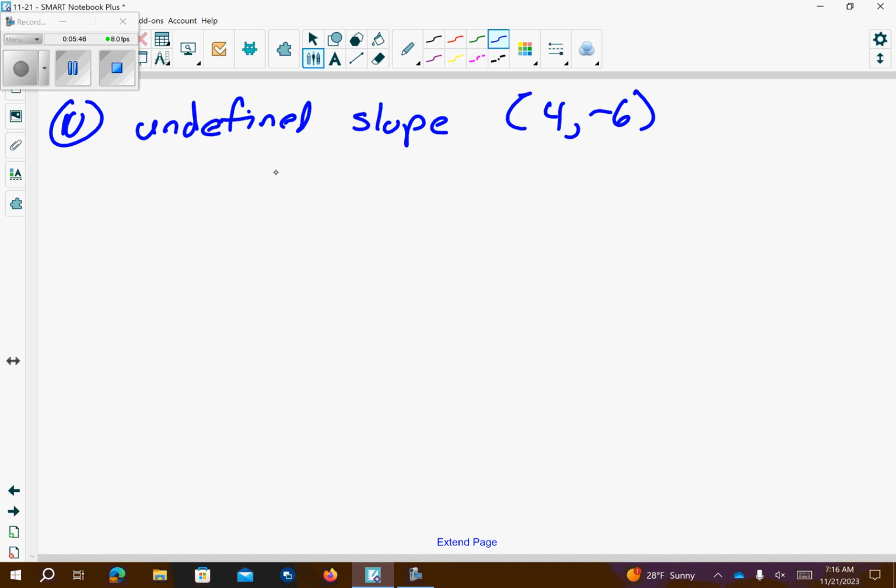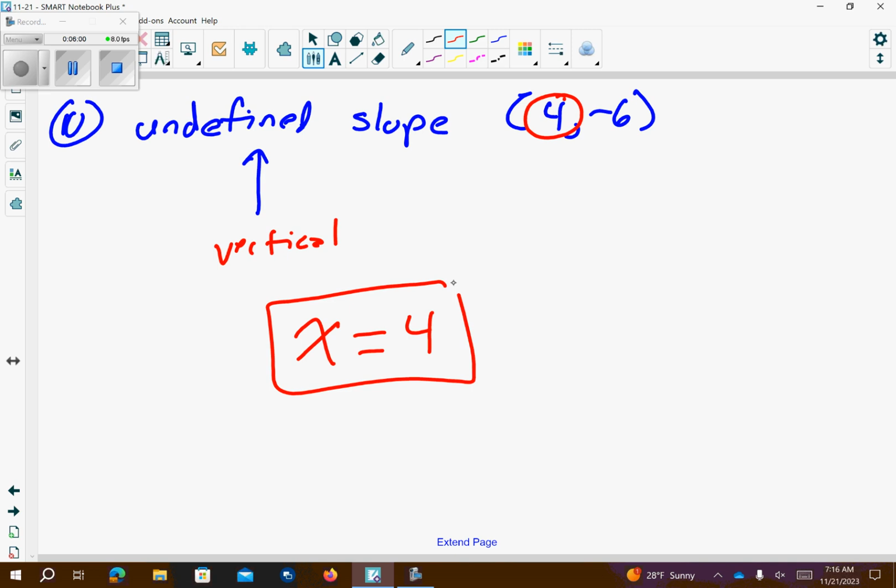Number 10, undefined slope. So remember, this is going to be a vertical line. And remember, vertical lines are always x equals. So the only x value I have is that 4. So that's my equation, x equals 4. There's nothing else you can do to it.